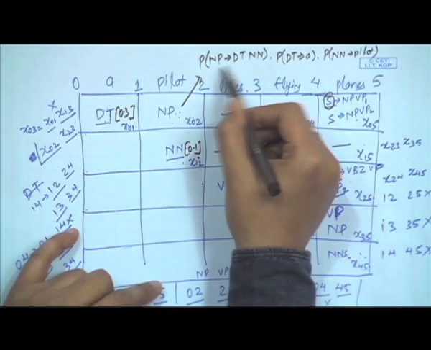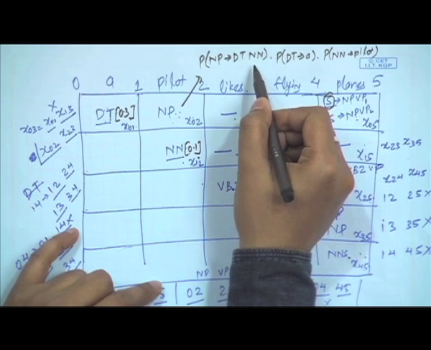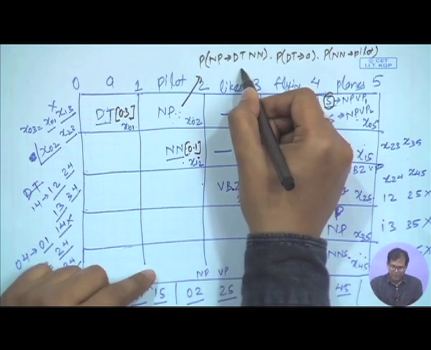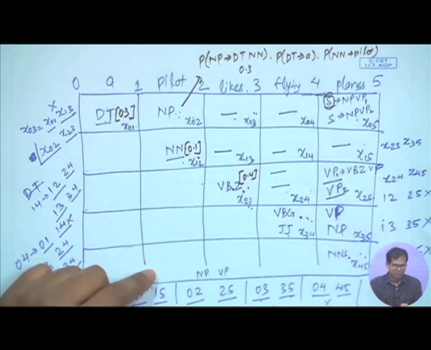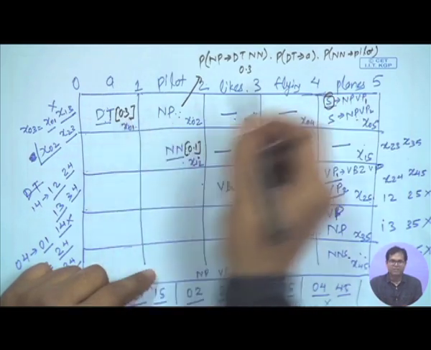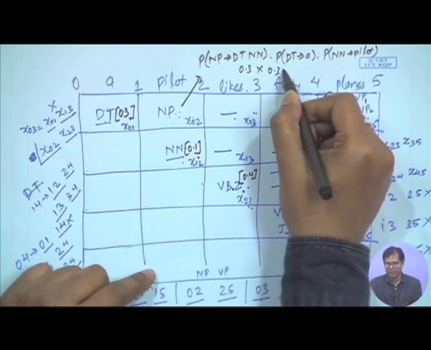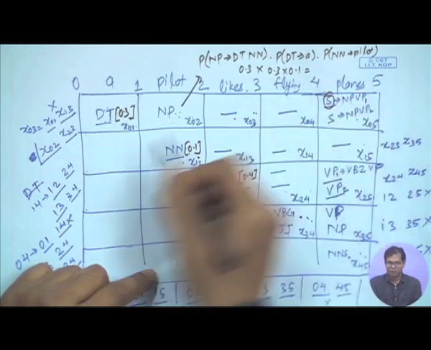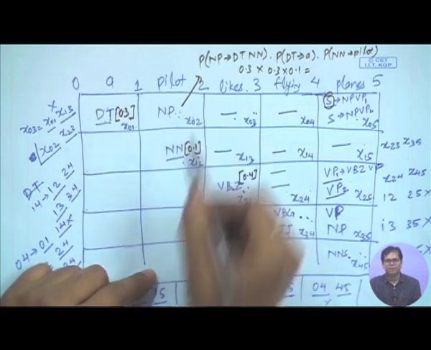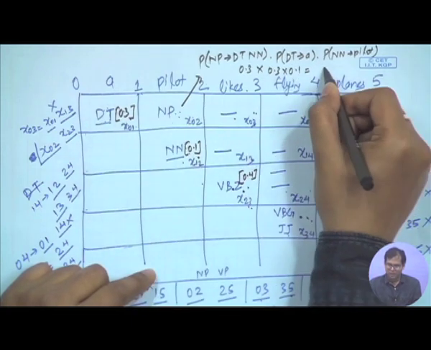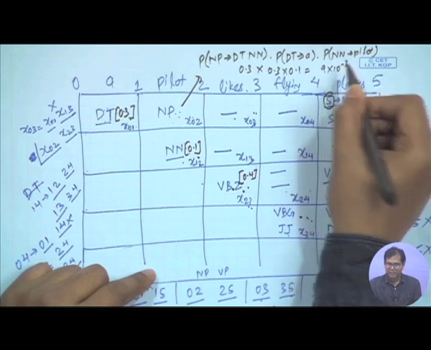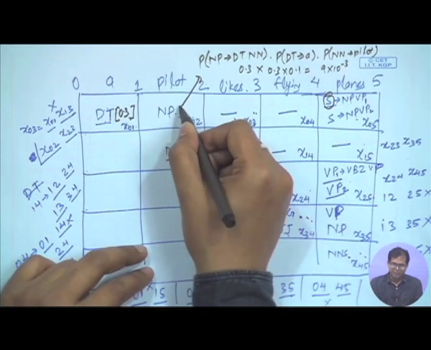This probability I can get from my PCFG. If I see in my grammar, this is 0.3. This probability I have already filled in, it is 0.3, and this probability also I have filled in, it is 0.1. So the probability that NP derives A pilot here comes out to be 9 times 10 to the power minus 3, and that is what I will fill in here.